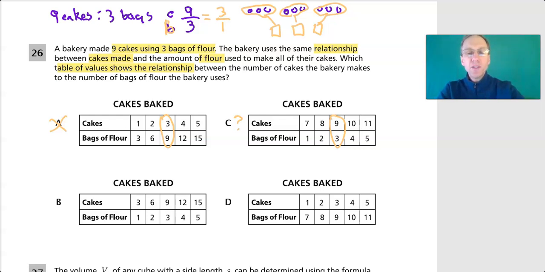Let's see what else we have. Let's see if we can make it easy. Oh, this one's also 9 to 3. So that one's a question mark. That one might be. This one is 3 to 9. 3 cakes to 9. So that's out. So now we're down to these two.